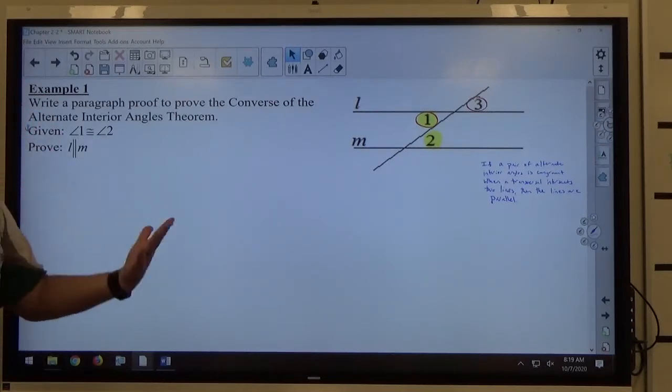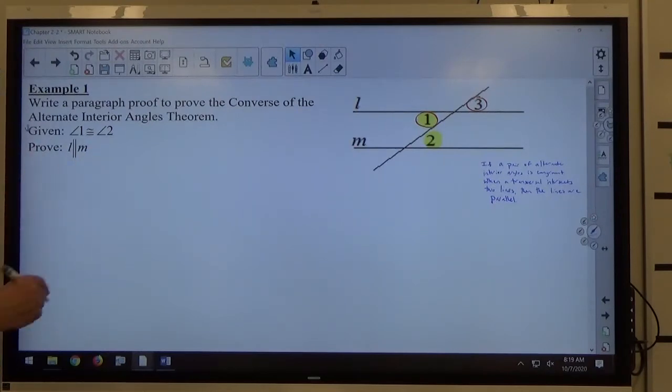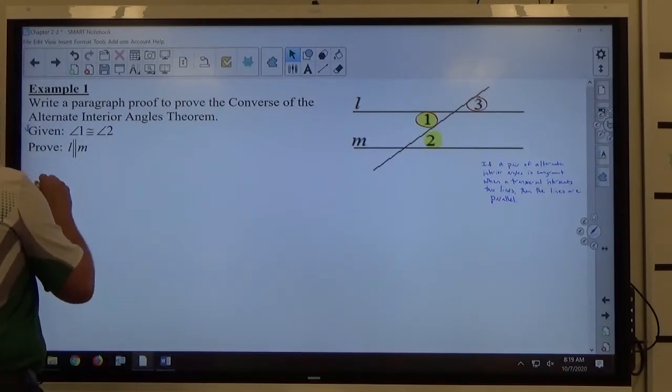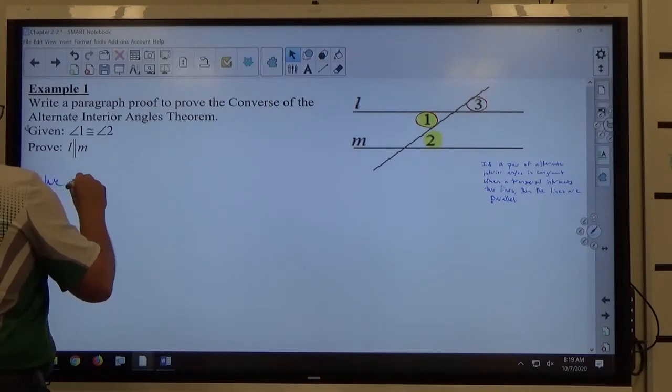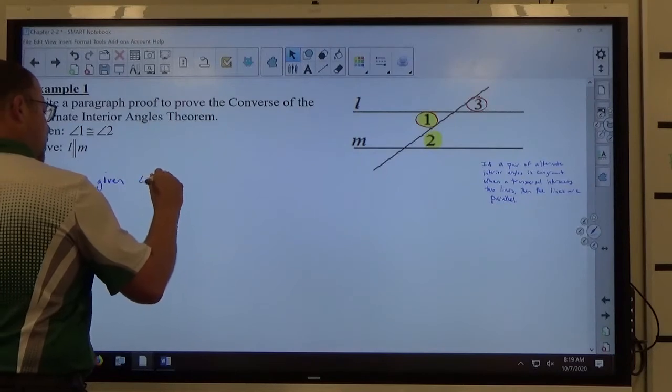Paragraph proof, we just write down what we know. This happens because of this, this happens because of this. I like to start off with the words we are given: angle 1 is congruent to angle 2.